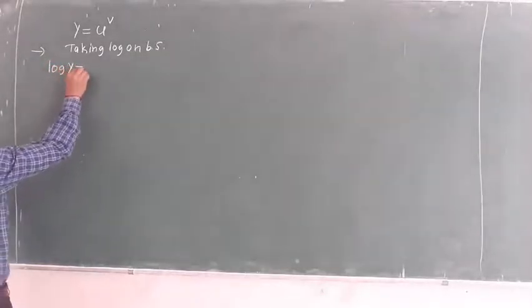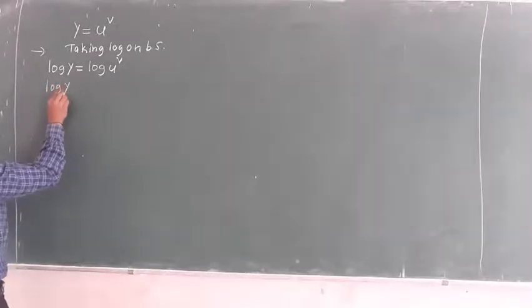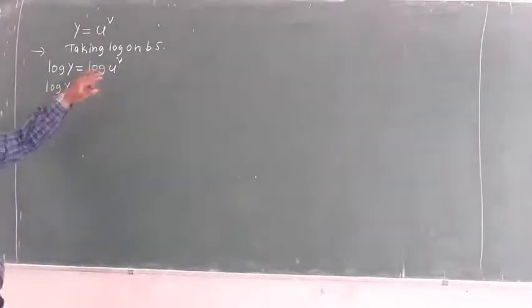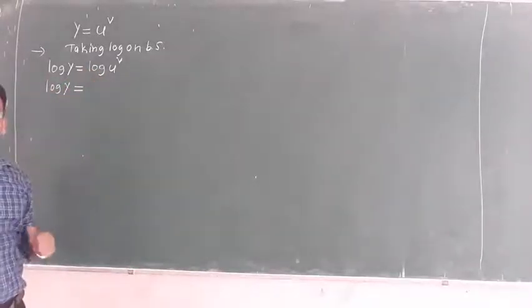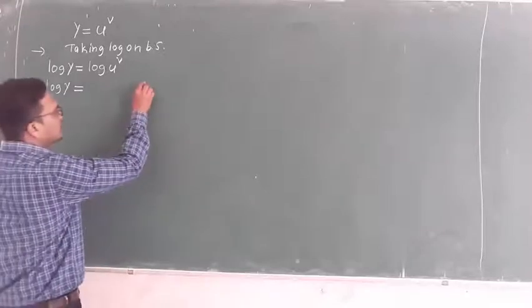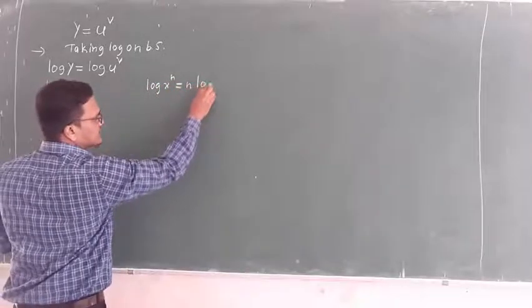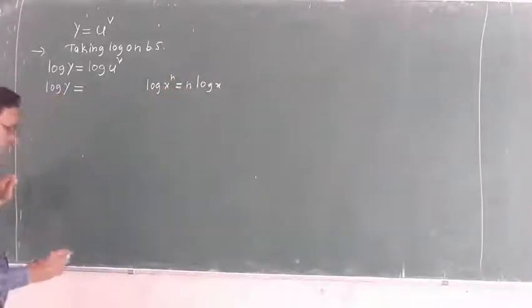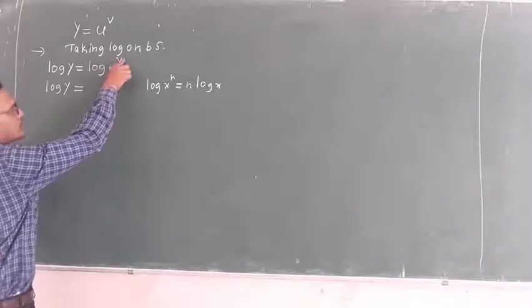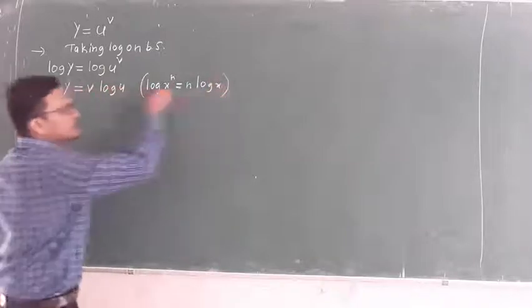That is, log y is equal to log u to the power v. So log y as it is, which is equal to... In the first class I gave the logarithmic properties. What is log x to the power n? That is n log x. We already learned this property: log x to the power n can be written as n log x. Whatever the power is, you multiply it, and keep log x as it is. So here, for log u to the power v, v is the power, so we multiply v and keep log u as it is, using this property.